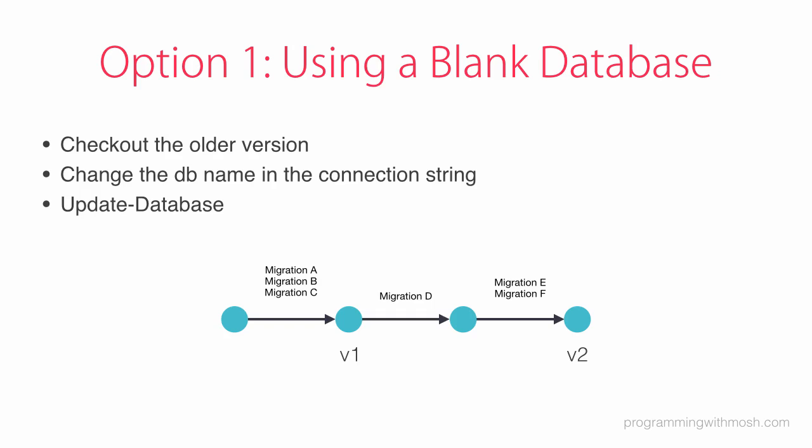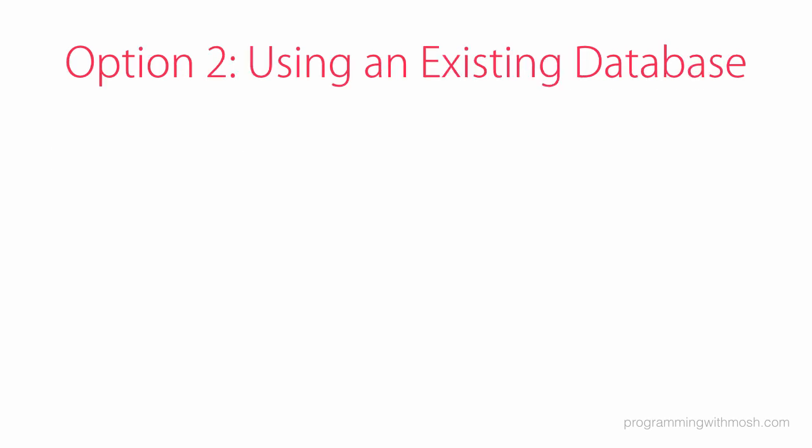But sometimes you may have existing data, like production data in your database, and you don't want to start from a blank database. If that's the case, you probably need to use a single database for maintaining all versions of your application. Then you need to bring this database to the right state.